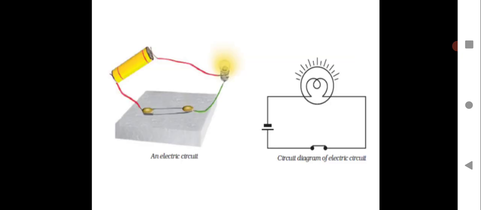Let us see. First of all, on the left hand side you see an electric circuit. It is a complete circuit where it is connected to a cell and a bulb, and you see the connecting wire to the key, and the key is closed. Key is closed means the connection in all the components is made, and the electric current can flow easily in the circuit, so the bulb is glowing over here.